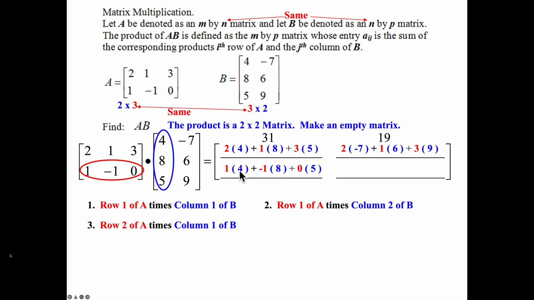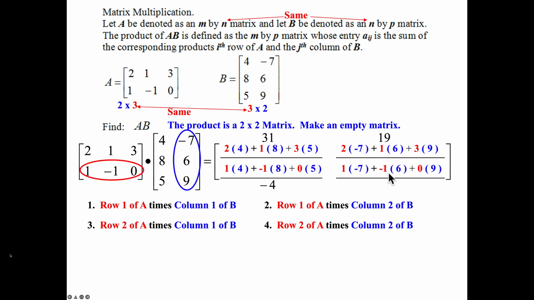We can crunch the numbers here. We got 4 minus 8. Don't worry about the 0. That's a negative 4. Now, row 2 of A times column 2 of B, copy all the parentheses numbers down. Then we just put the 1, negative 1, 0 in front of those parentheses. Your 1 times negative 7, negative 1 times 6, 0 times 9. Crunch the numbers, negative 7, negative 6, added together is negative 13.